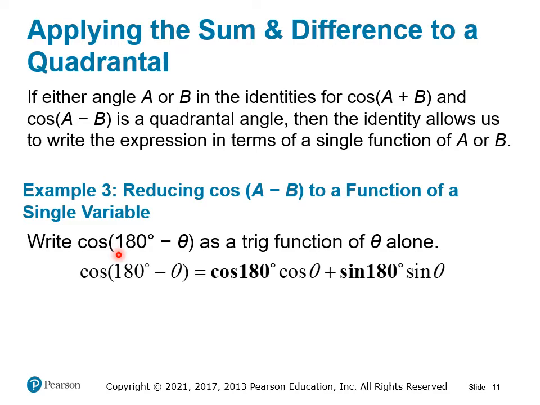Well, what is cosine 180? Cosine represents the x value, and at 180 it's going to be -1. Sine at 180 represents the y value, and at 180 is 0. So notice what happens here. We get -1 times cosine theta plus 0 times sine theta. Well, the 0 times sine theta disappears, and we're just left with negative cosine theta. And that's what this is talking about, that if we are dealing with any of the quadrantals, then we're going to be able to reduce it to a single function of either A or B, one of those two angles.